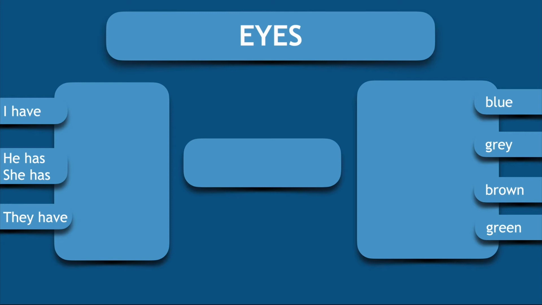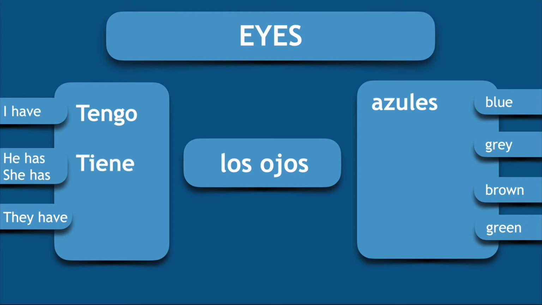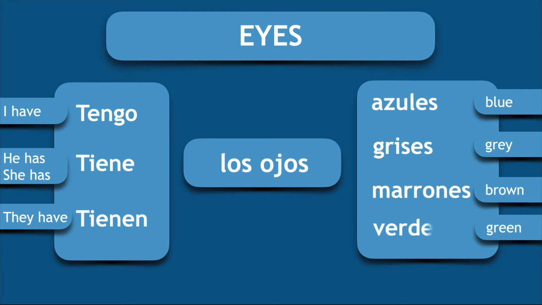So, if I wanted to say I have blue eyes, I could say tengo los ojos azules. If you wanted to say he has gray eyes, you could say tiene los ojos grises. If you wanted to say she has brown eyes, you could say tiene los ojos marrones. If you wanted to say they have green eyes, you could say tienen los ojos verdes.